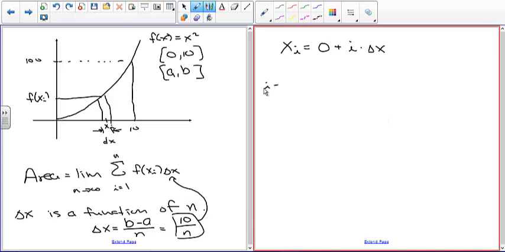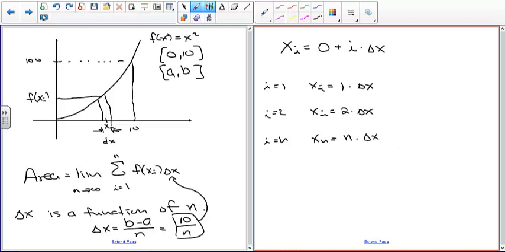So when i equals 0, when i equals 1, sorry, because we don't have i equals 0. We start at 1. So when i equals 1, x sub i is equal to 1 times delta x. And when i equals 2, x sub i is 2 times delta x. And when i is equal to n, x sub n is equal to n times delta x. So all we're doing is we're just incrementing the x value.